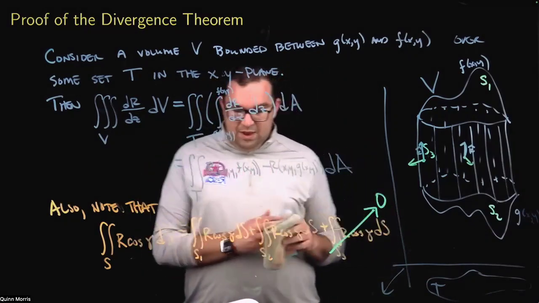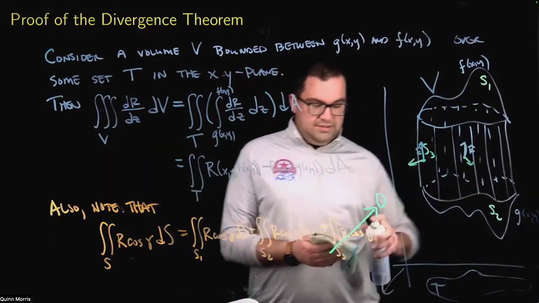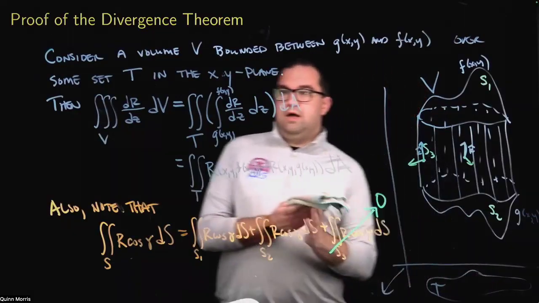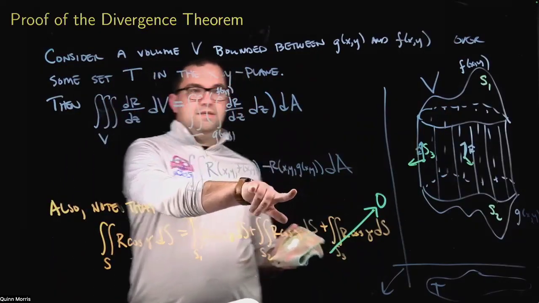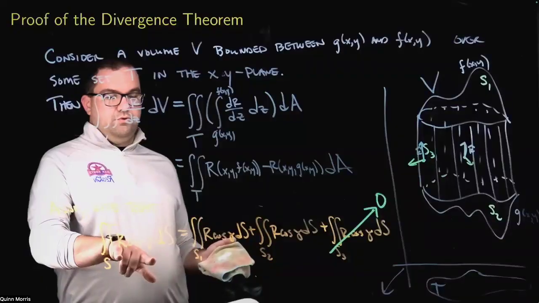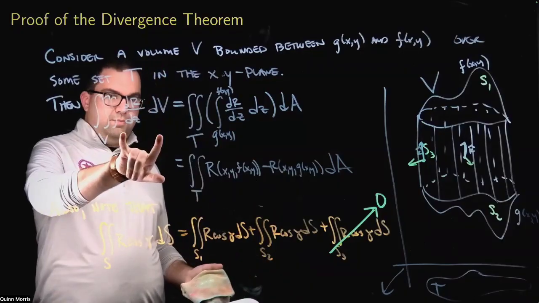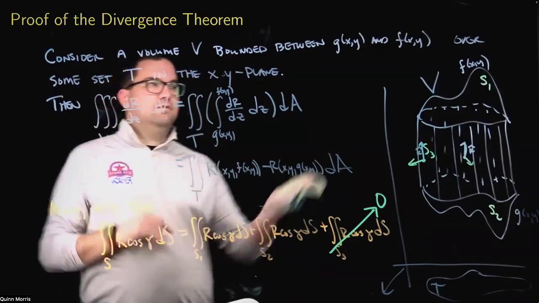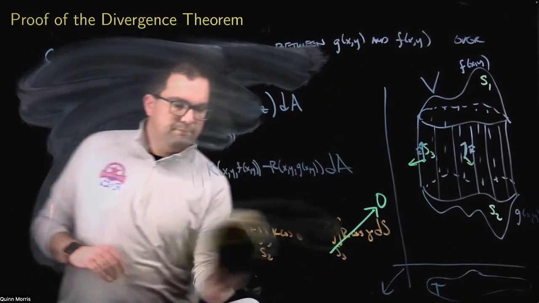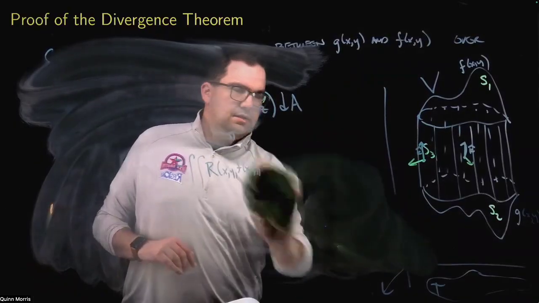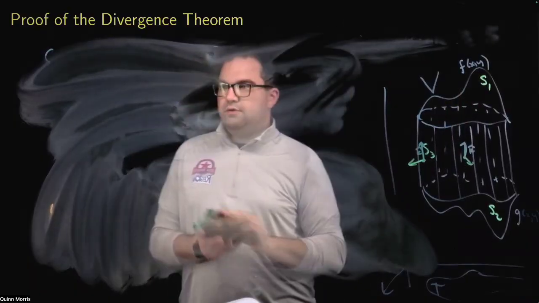Now we need to deal with these two pieces, S1 and S2. We're going to need to erase a little bit to make more space. But remember, our goal is to show that this surface integral of r cosine gamma is equal to this double integral. We already know this double integral is equal to the triple integral of dr dz dV. I'm going to keep a little of that picture, because it might still be helpful.